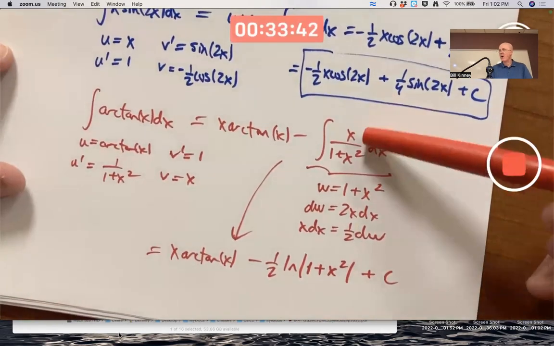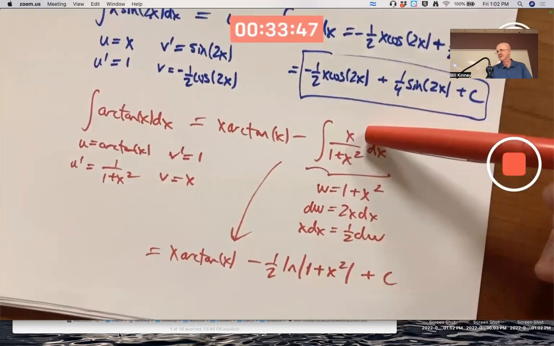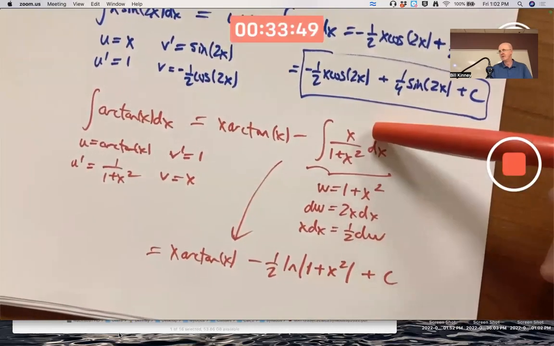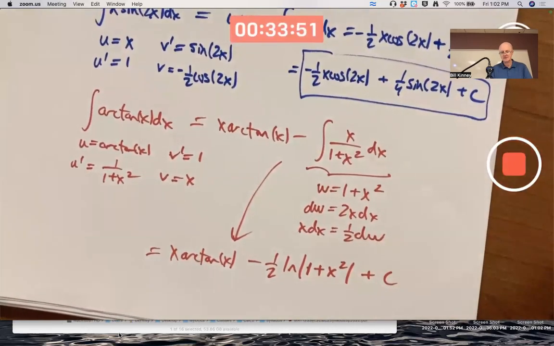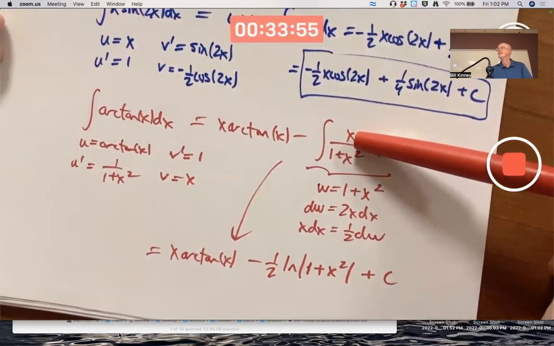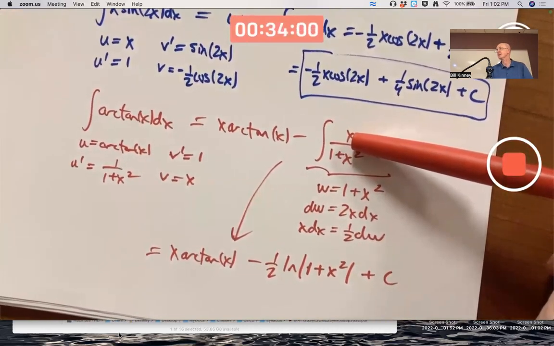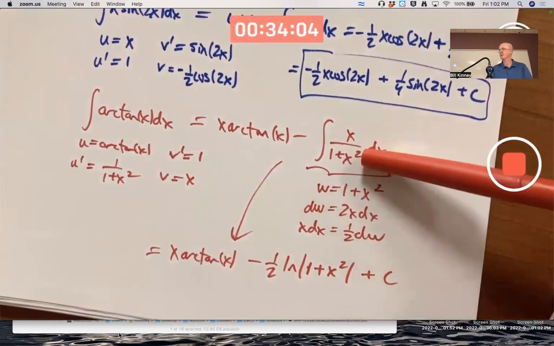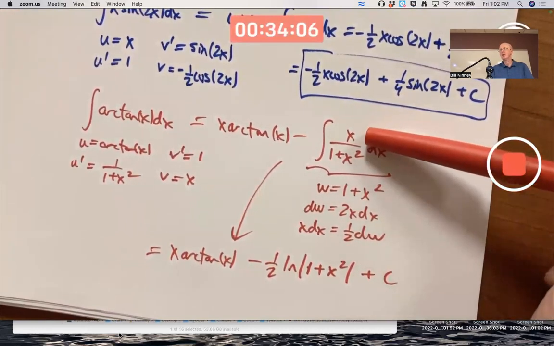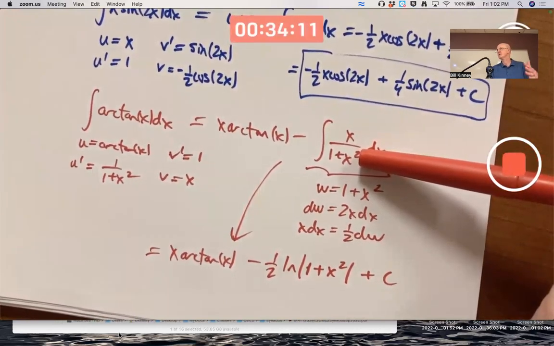But if that numerator was a 1, this would not be natural log. In fact, if that was a 1, there would be an arctangent. So it does depend on what the numerator is here in this example. And if the numerator were an x squared instead of an x, you'd have to do long division first, actually. When you're integrating a rational function where the numerator has a degree greater than or equal to the degree of the denominator, you've got to use long division first before you do the integral.